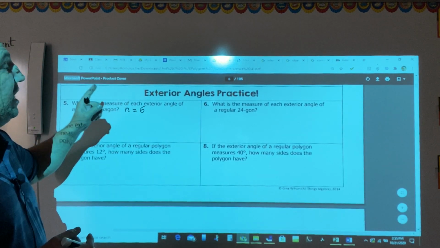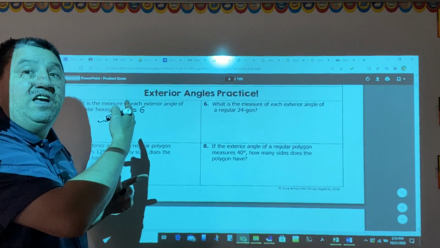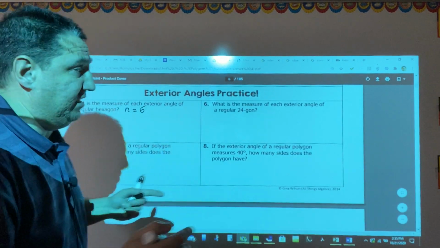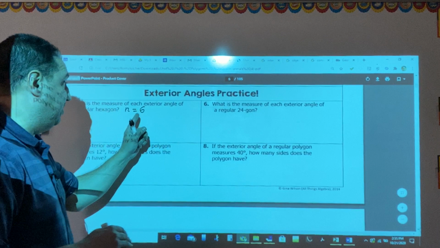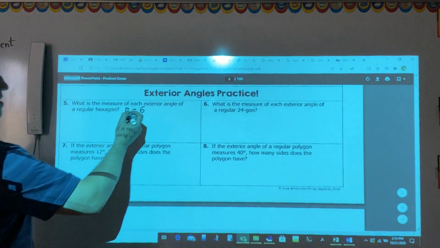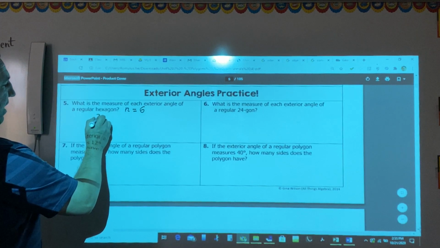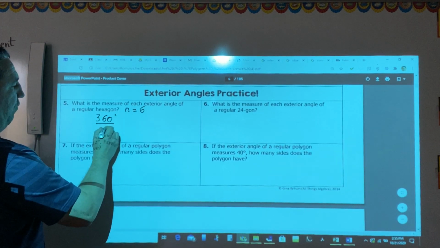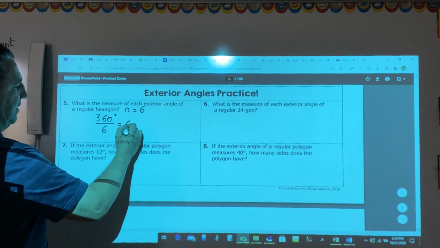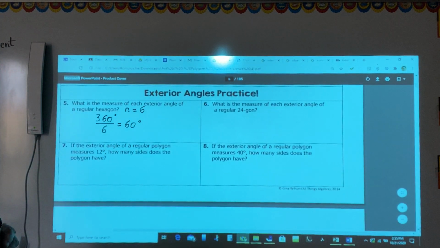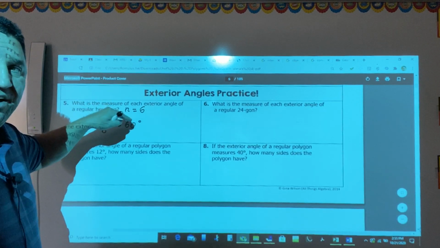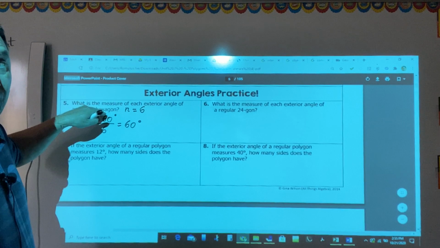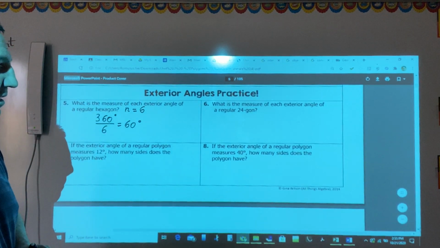Now, to find the measure of each exterior angle, what are we supposed to do? We have to divide the sum of the exterior angles of a polygon, which is 360, by the number of sides of a regular hexagon, which is 6. So the measure of one exterior angle would be 360 degrees over 6, which is 60 degrees. Yes? So, in other words, the measure of one exterior angle of a regular hexagon is 60 degrees.